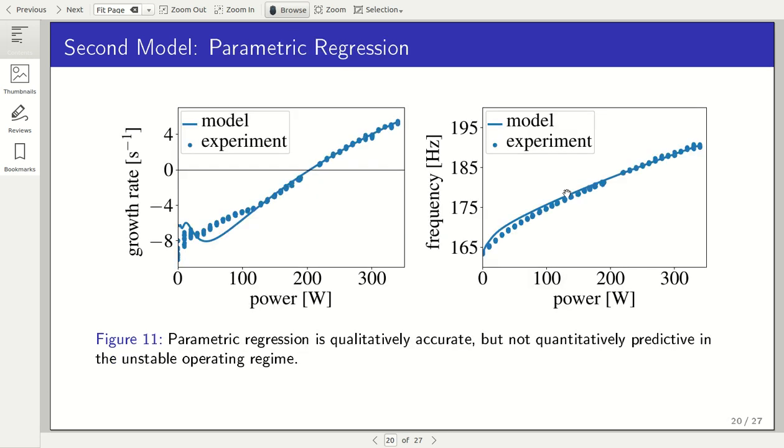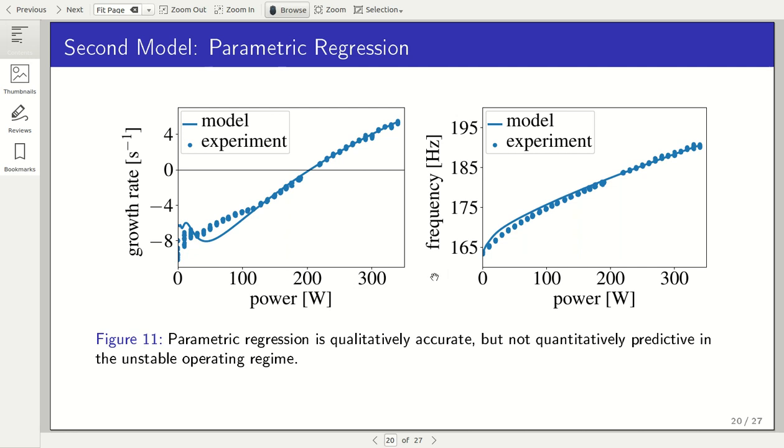We establish a similar baseline as earlier by looking at parametric regression first, and we can see already that the model is qualitatively quite good. We can see starting at around and below power levels of 100 watts that the growth rates are not quite perfect, not even qualitatively, and that for the frequencies, there are slight deviations.